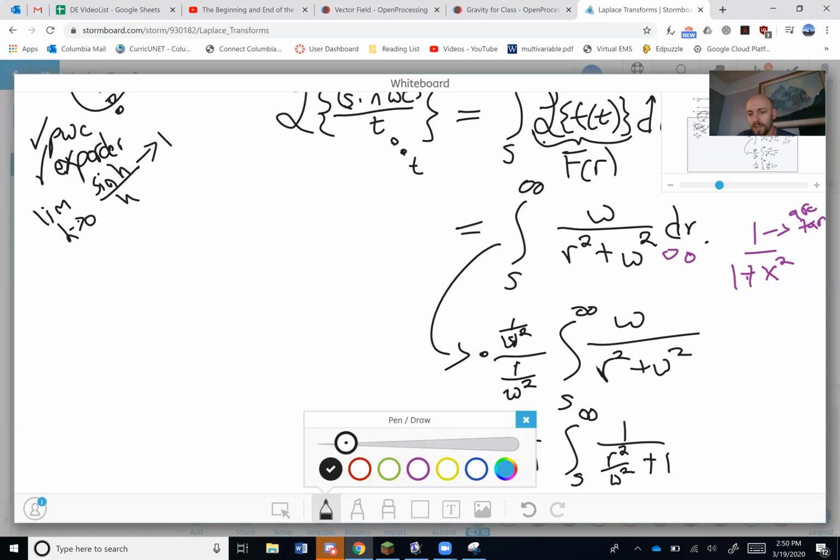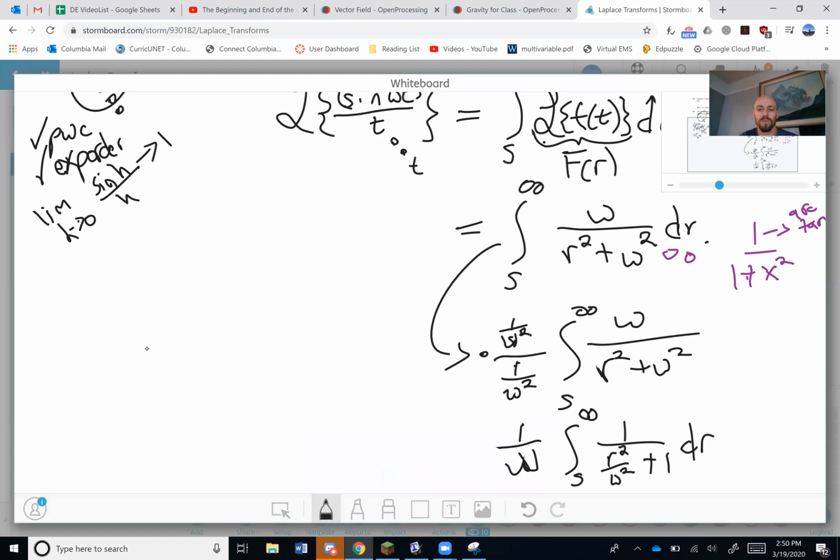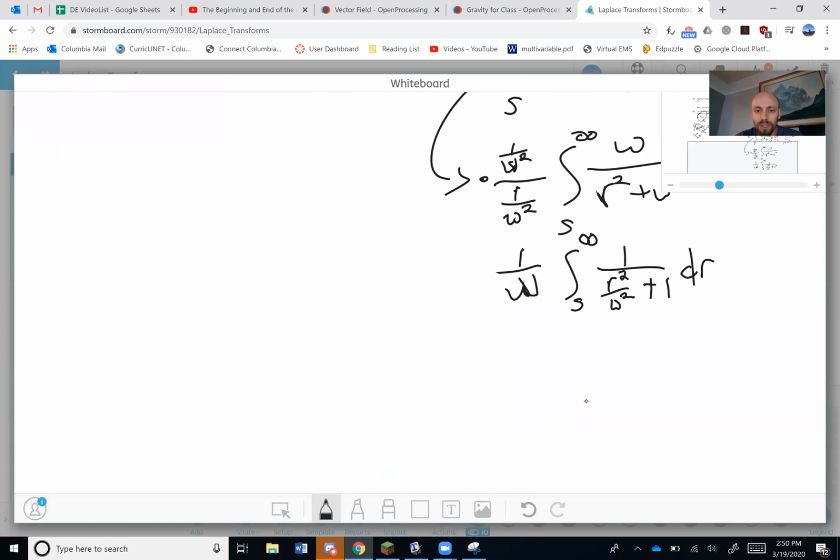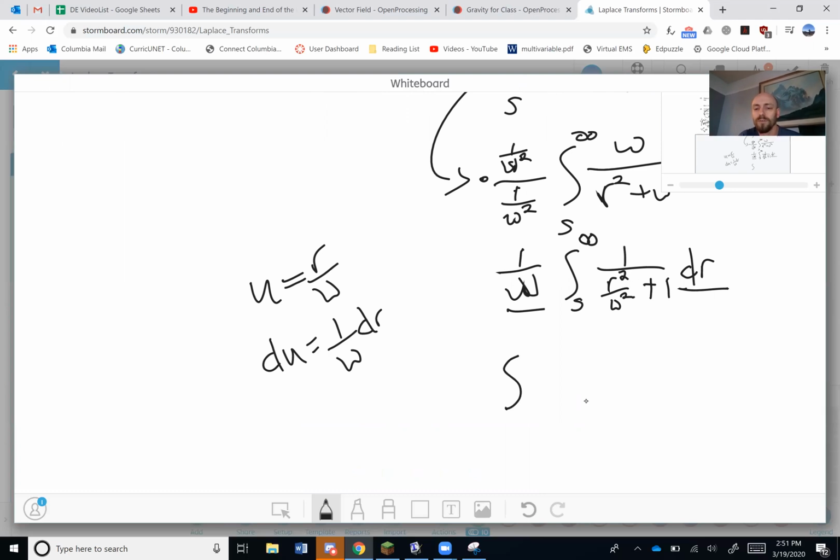All right. And then that's dr still. Okay, and now I'm going to make a u substitution. So my u substitution in the margin is going to be u is r over w, and then du is 1 over w dr. And so when I do that u substitution, there's my du. So I have the integral from somewhere to somewhere of 1 over 1 plus u squared.